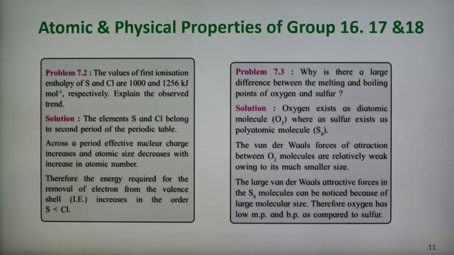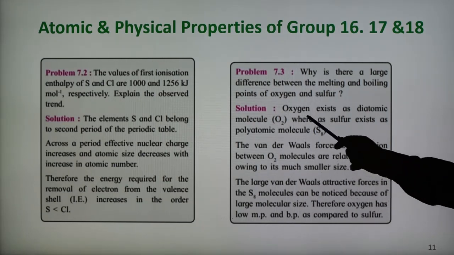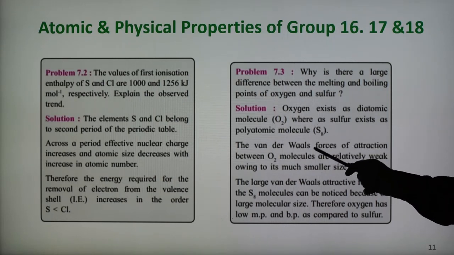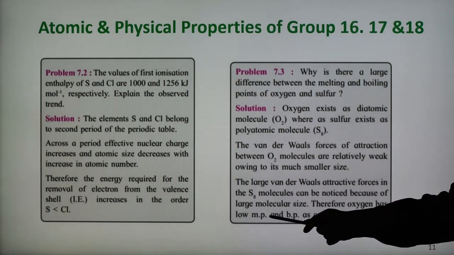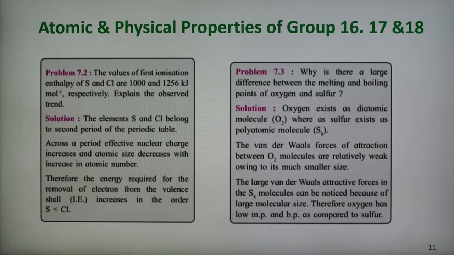In case of sulfur, large van der Waals attractive forces can be noticed because of the large molecular size, so oxygen has a lower melting and boiling point as compared to sulfur. Oxygen has a smaller size, sulfur has a larger size, van der Waals forces are more, and therefore oxygen has a lower melting and boiling point as compared to sulfur. So this reason depends on the molecular size and van der Waals forces of attraction.